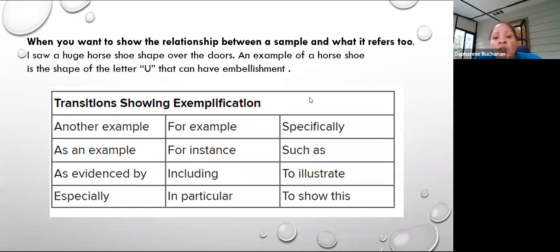So things can also be written in a different way, but another example, the way it's written, we need a comma. As an example, comma. As evidenced by, you may not need a comma for this because it depends on how you write it. As evidenced by the shape of the horseshoe, it looks like a U. I wouldn't need a comma with that. So again, it depends on the context of what you're doing.